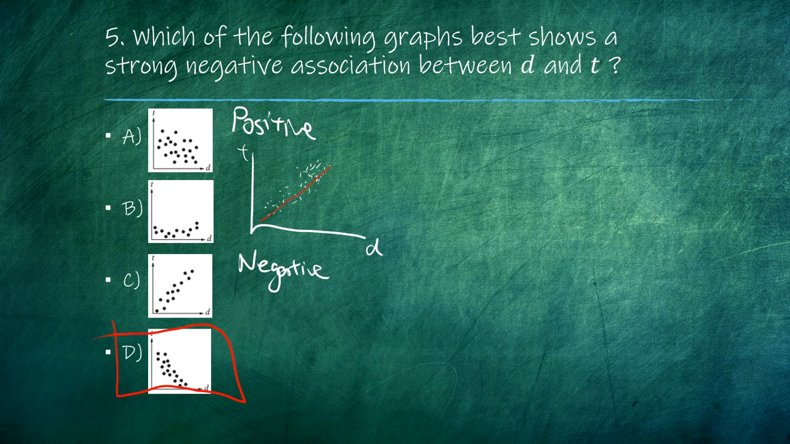On the contrary, negative association means when there's an increase in one variable, there's a decrease in the other variable. In this case, when there's an increase in variable D, there's a decrease in variable T. So it will look something like this in the graph. And if we were to look at this in terms of the slope, in a positive association, the slope is a positive number. And on the contrary, in a negative association, the slope is negative.